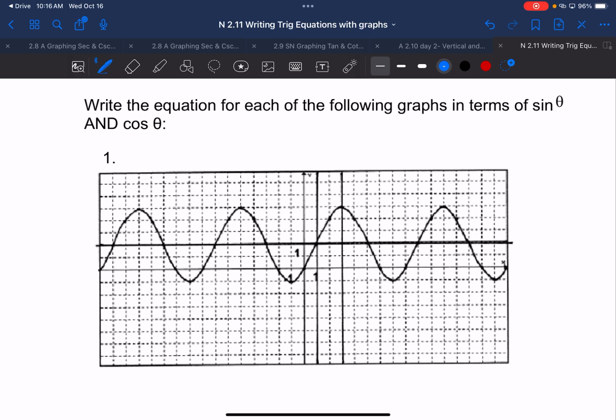So this first one says write the equation for each of the following graphs in terms of sine of theta and cosine. So we don't know if it's sine or cosine. We're going to write an equation for either one. The graphs look pretty much the same, right? It's just been shifted one way or the other if it's sine versus cosine. Okay, so there's some things that we need to find if we are going to write an equation. Well, luckily they already went and drew in this line for us.